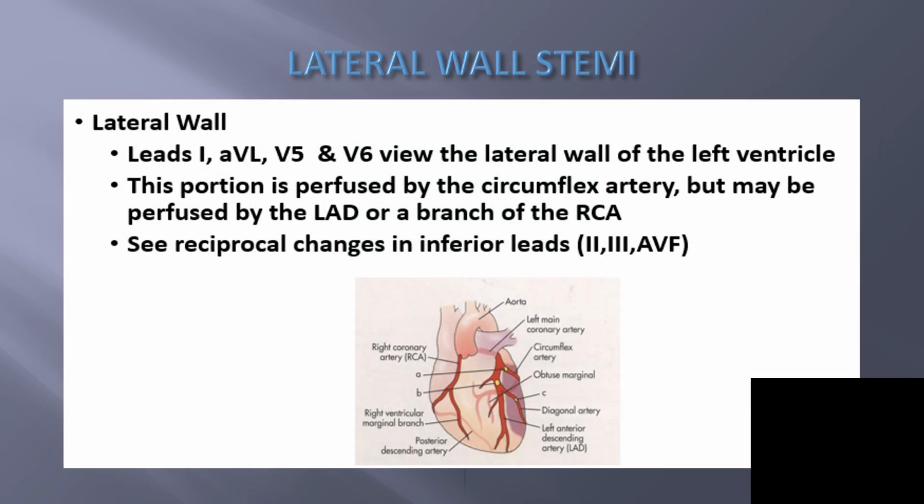Another type of STEMI is a lateral wall STEMI. You will have it in leads 1, AVL, V5, and 6. That's where you're going to view the lateral wall of the left ventricle. This portion is usually perfused by the circumflex artery, but may also be perfused by the LAD or the RCA. You're going to see reciprocal changes in inferior leads of 2, 3, and AVF.